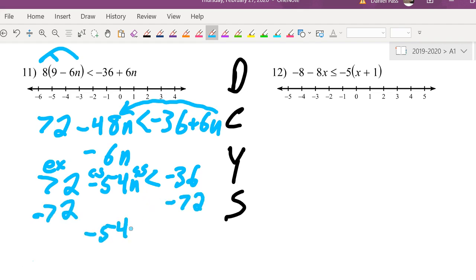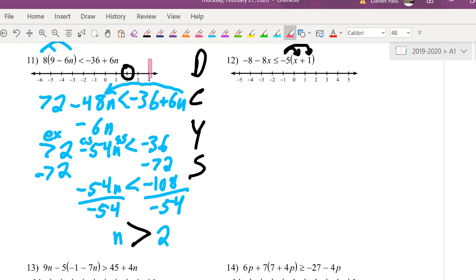Negative 54n is less than something. Yeah, 108. Why did I say less than? I don't know. Greater than. Here it is. Wait, what is what? Yeah, that's right. You missed it. Yeah. Okay, here we go.